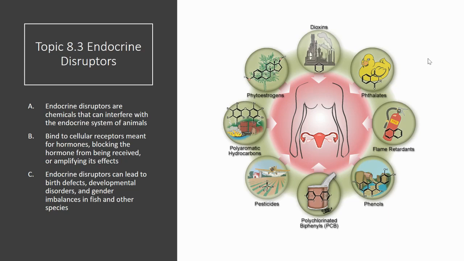So they can kind of act like hormones that we find in our bodies, and they can either block the hormone from being received or even amplify its effect. As a result, endocrine disruptors typically lead to things such as birth defects, developmental disorders, and even gender imbalances, especially in fish or even in other species. And here in the image to the right, these are just some common examples of endocrine disruptors and where you might find them.